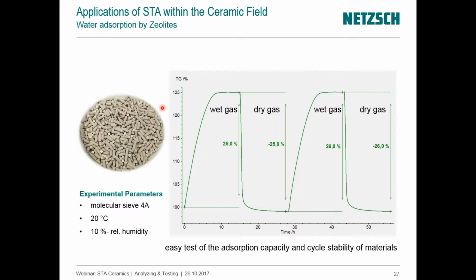As I mentioned in the beginning, we are also able to introduce water-containing atmospheres. So we can just introduce wet gas and dry gas in cycles to test, first of all, the capacity of the absorption process itself at a certain parameter setting. And of course, you can look at cycle stabilities of these kinds of materials.